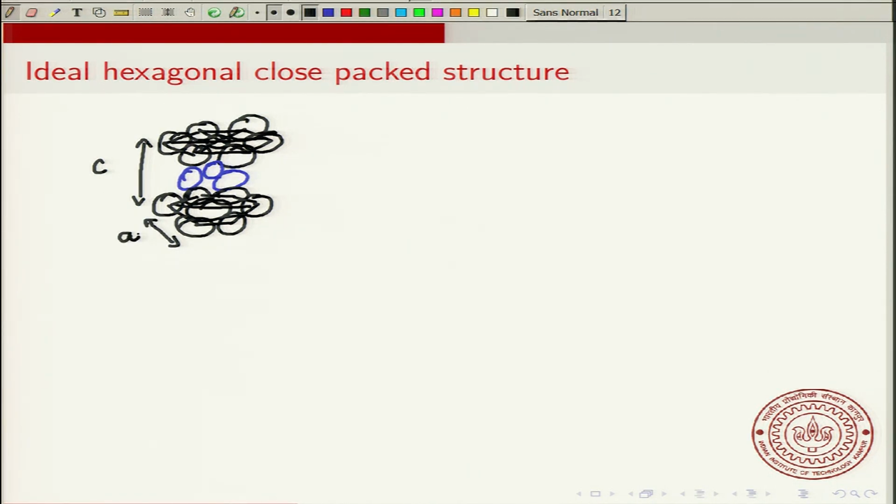Now, if you take a unit cell of this, let me draw it in the following way. So, you have A, B, C. This angle is 120 degrees.